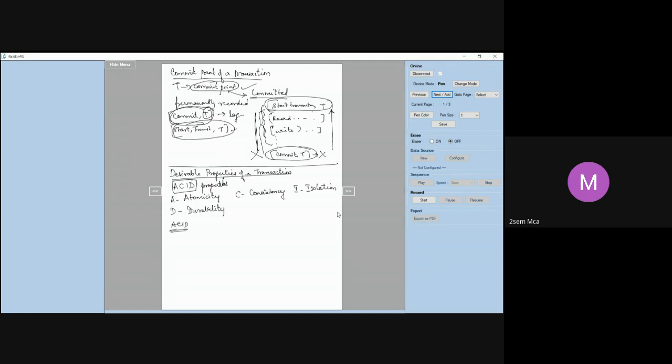Any questions still here? We'll be going into the details of these properties, maybe in the next class.